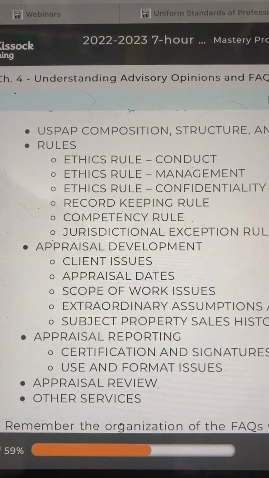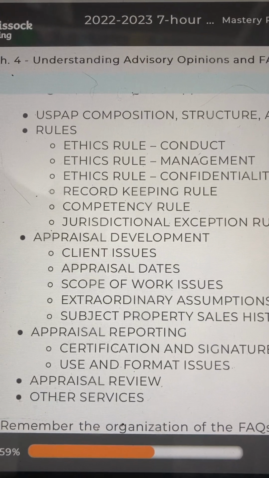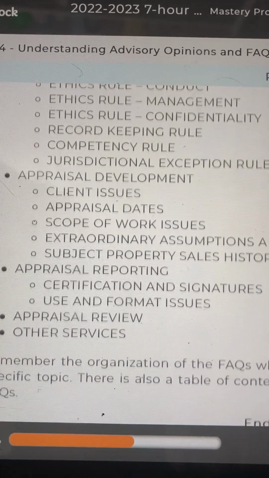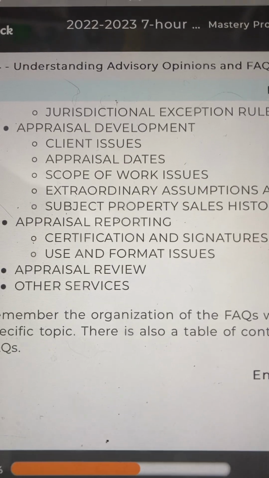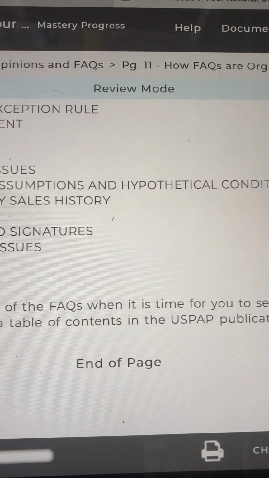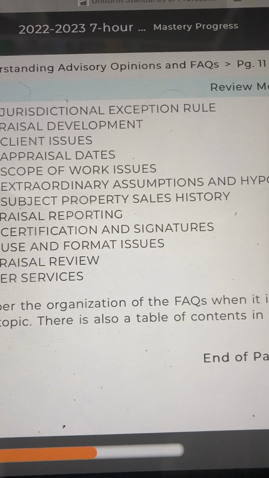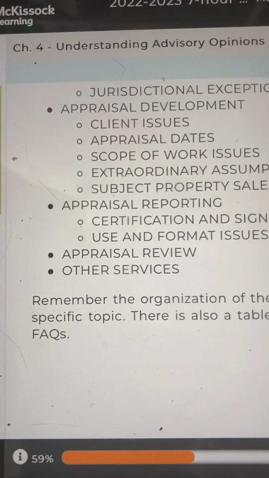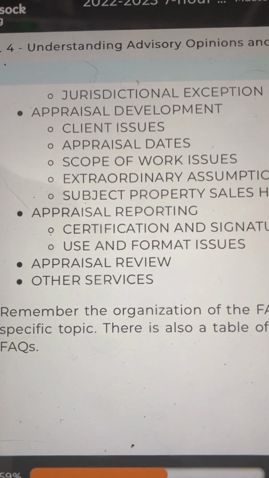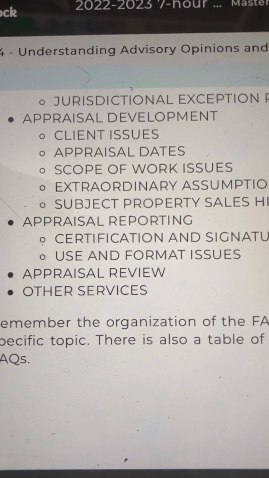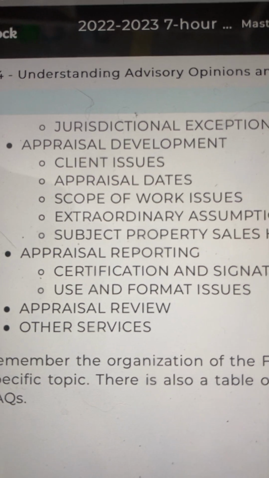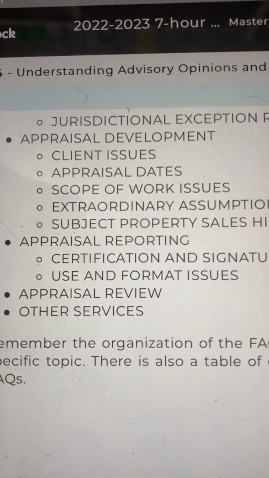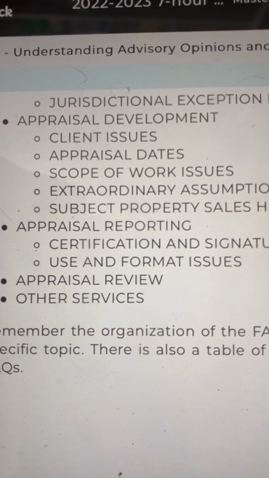Appraisal development. Client issues. Appraisal dates. Scope of work issues. Extraordinary assumptions and hypothetical conditions. Subject property sales history. Appraisal reporting. Certification and signatures. Use and format issues.